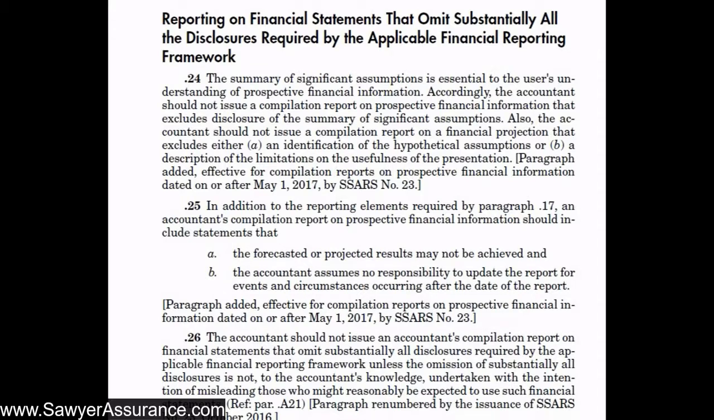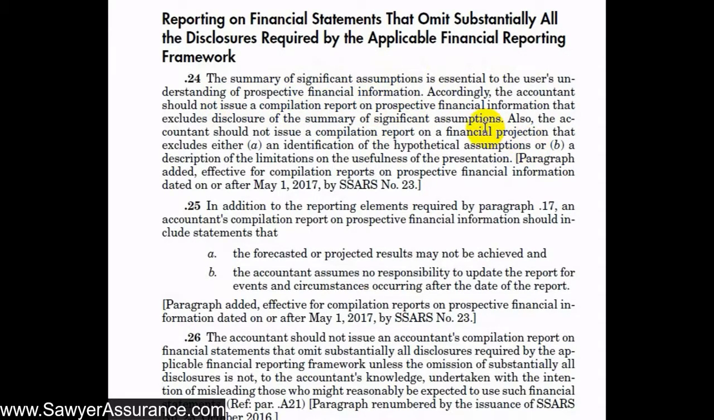And so now we are going to discuss what changes to the compilation report we need to make if the entity elected to omit substantially all of its disclosures required by the financial reporting framework. Okay, and so first we see that the significant assumptions that are included in the disclosures are an essential part of prospective financial information. So to make sure we understand, here we're talking about prospective information or pro forma information. So if there aren't disclosures that discuss the assumptions in predicting the future financial information, then we should not issue a compilation report related to that.